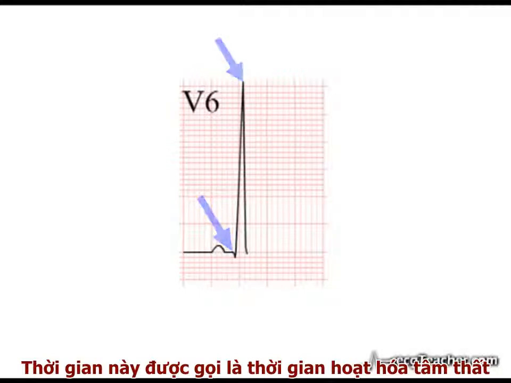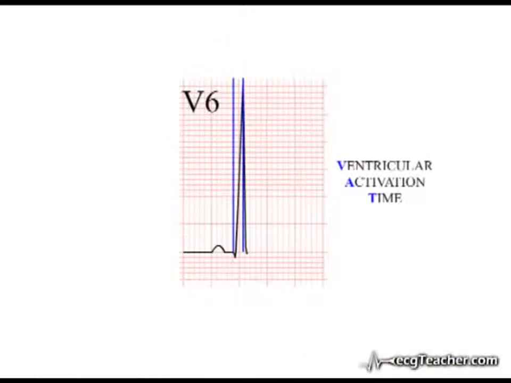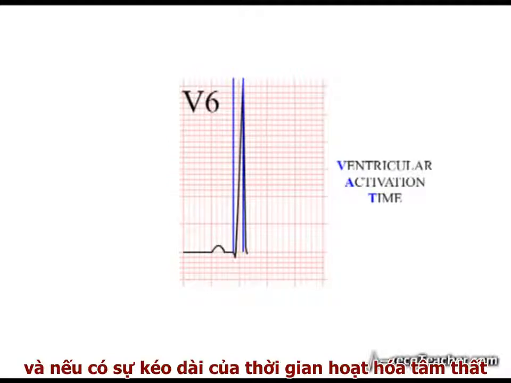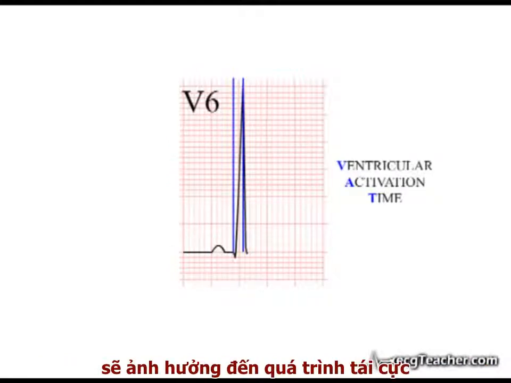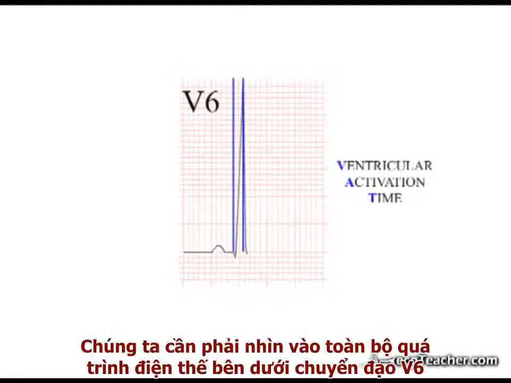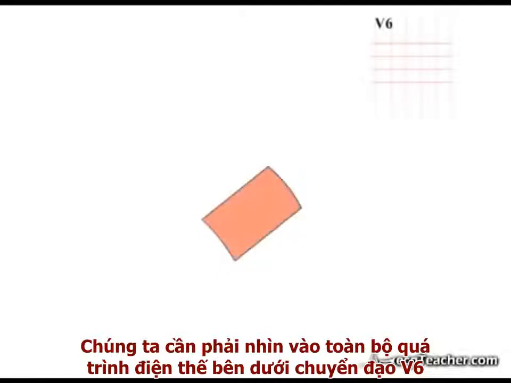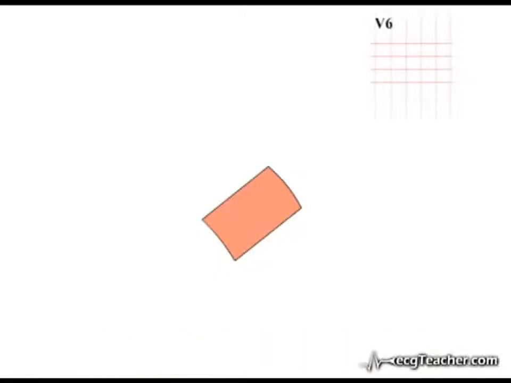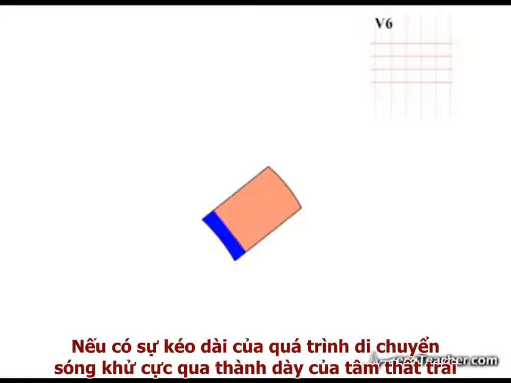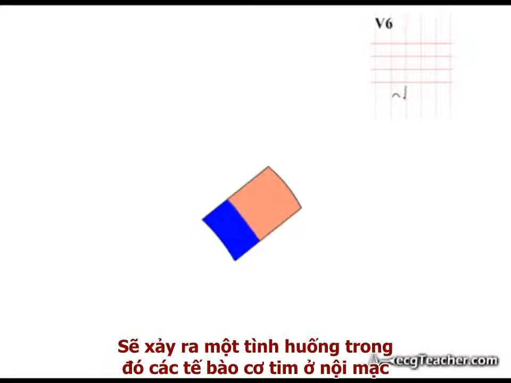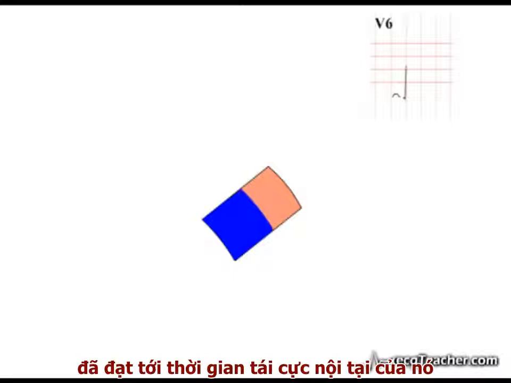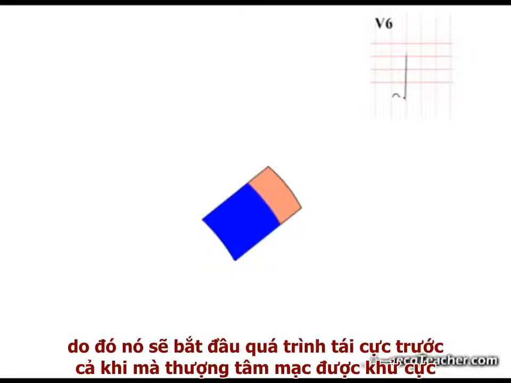This period is known as the ventricular activation time, and prolongation of the ventricular activation time impacts on repolarization. To understand how, we need to look at the complete sequence of electrical events under V6. As shown here, with prolonged transit of the depolarization wave across the thickened wall, a situation may arise whereby the endocardial cells have reached their intrinsic repolarization time and have started to repolarize before the epicardium has depolarized.